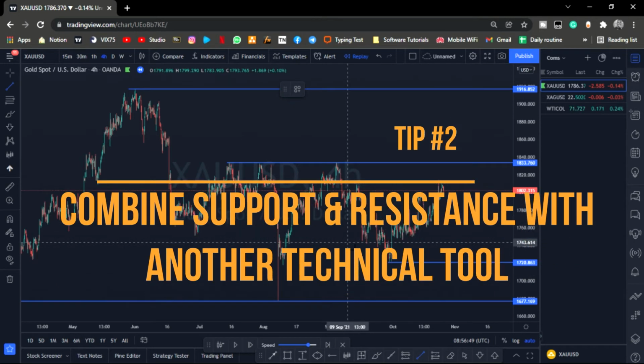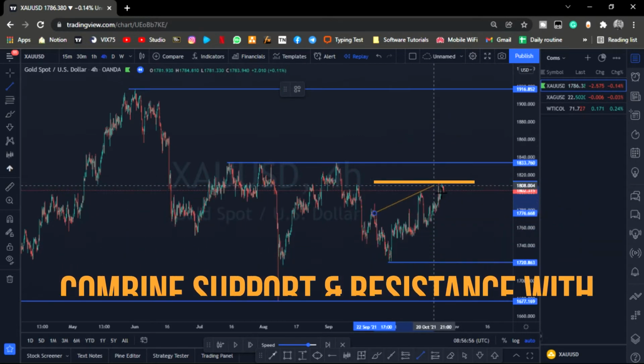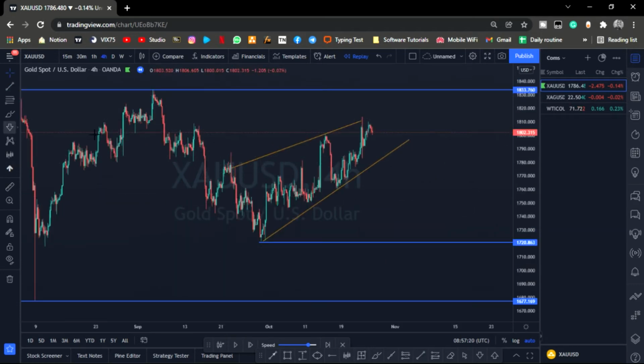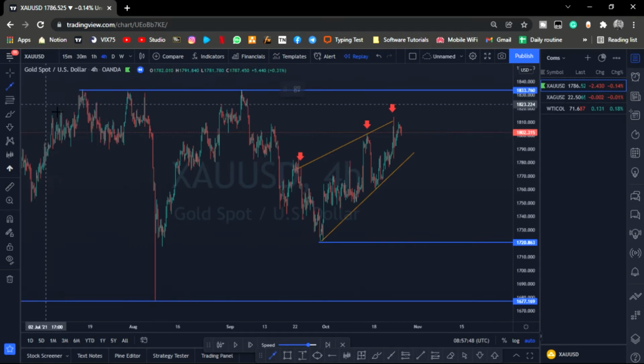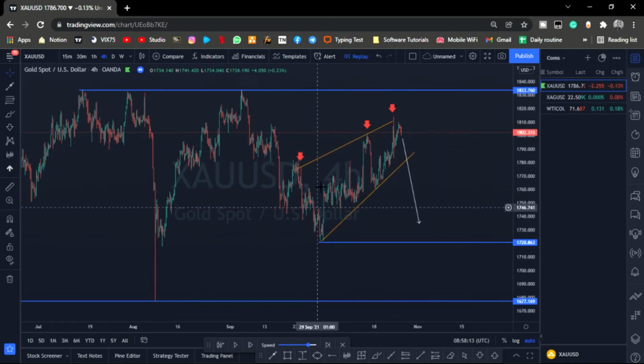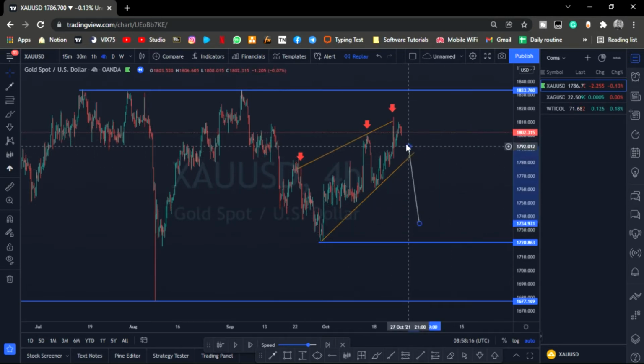Another thing you will notice is that I don't only focus on support and resistance, I actually combine it with patterns. At this point the pattern that I'm seeing is this one right here, which is an ascending wedge pattern, and this pattern already has 3 touches. Since it has 3 touches, it's more likely to drop to the downside. If you don't understand why I say price will drop after the 3rd touch, don't worry, I'm gonna make a video explaining how these patterns work exactly.